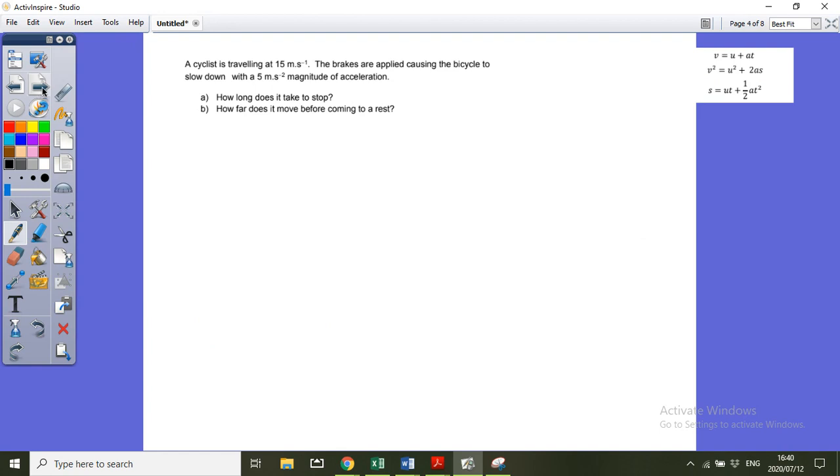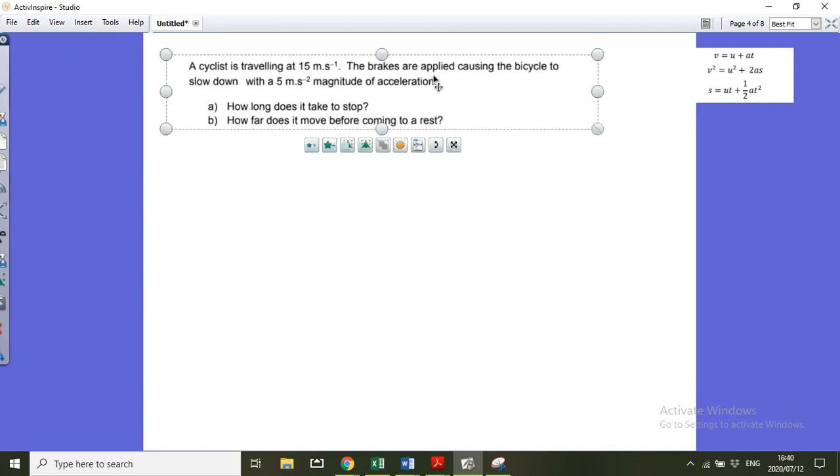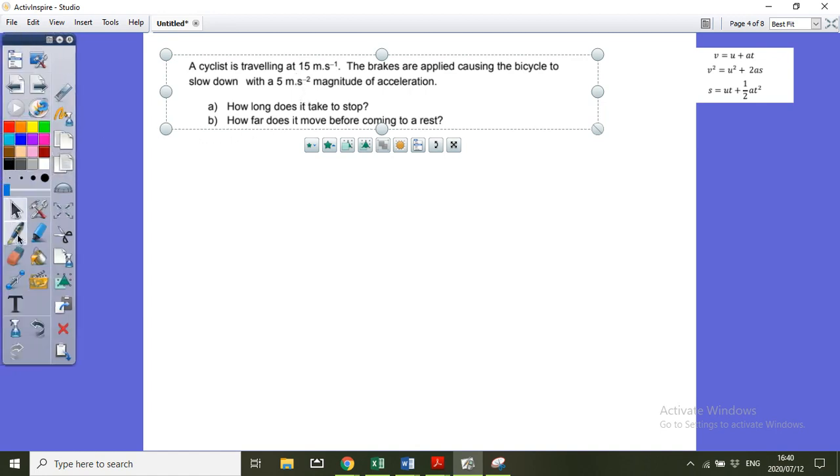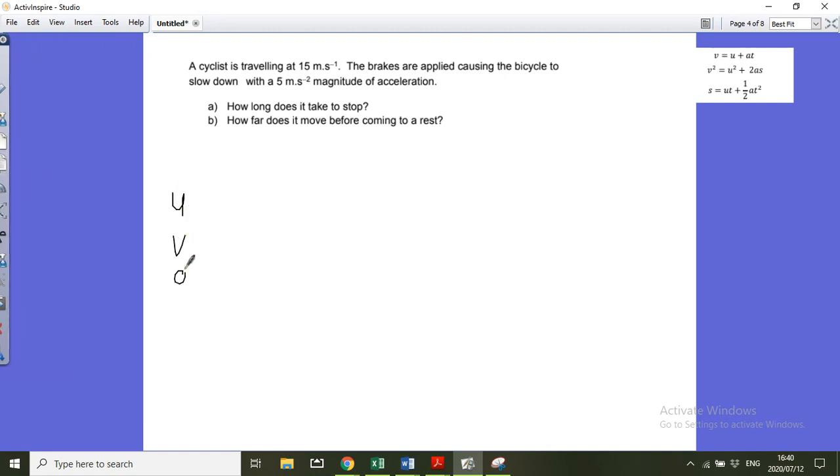Then the second example is talking about a cyclist that is already traveling at 15 meters per second. He applies brakes, causing the bicycle to slow down with 5 meters per second per second squared acceleration, and it wants to know how long it takes to stop. Let's see. Same thing we're going to do. You're going to write VAST. You can make up your own word. I really don't mind what you do. I'm just used to this one.